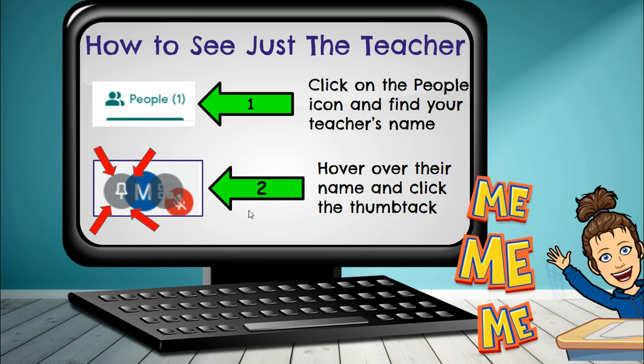It can be very confusing and distracting to see every single person on a call. So let's talk about how you can see just the teacher, or me. All you have to do is click on People and find my name, Mrs. Malloy, or Katie Malloy, it might come up as. Then you're going to hover over my name and click the little thumbtack. That way, when I'm teaching a lesson, you'll be able to just see me as you're listening to the lesson.